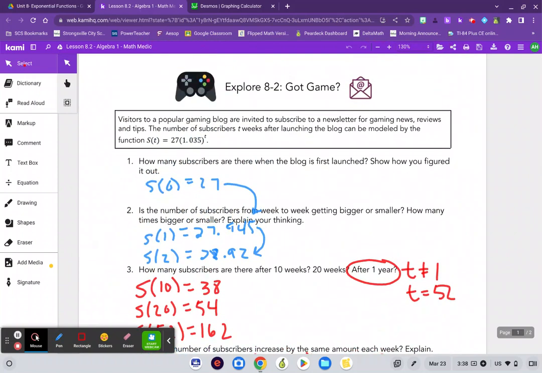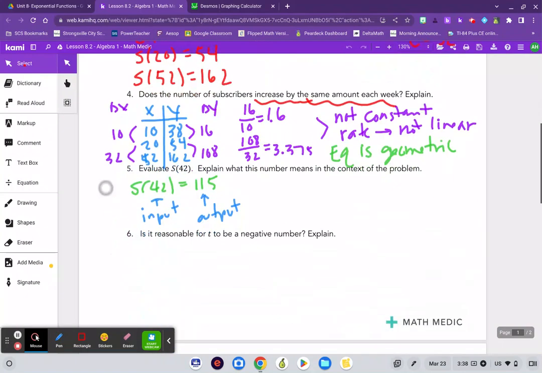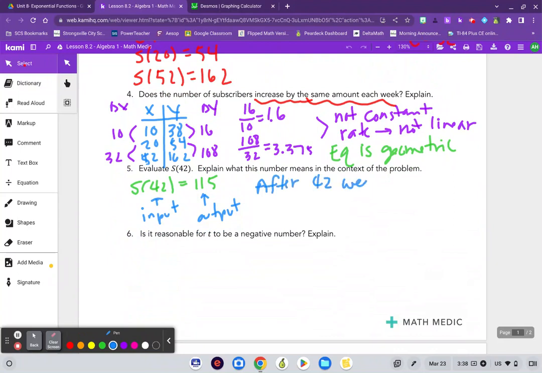The number of subscribers T weeks, so T is my input. The number of weeks after launching the blog can be modeled by this function. So the number of subscribers, that's my output, is modeled by this function. Okay, so with that being said, this would mean that after 42 weeks, there are 115 subscribers.